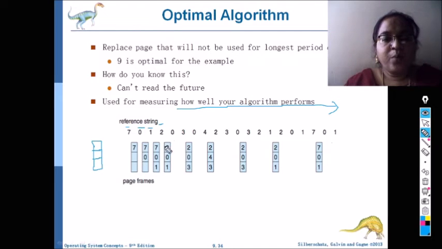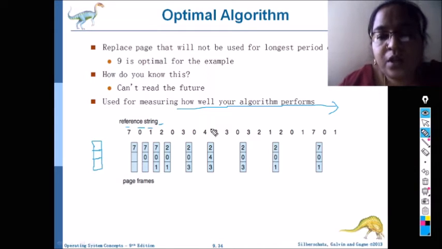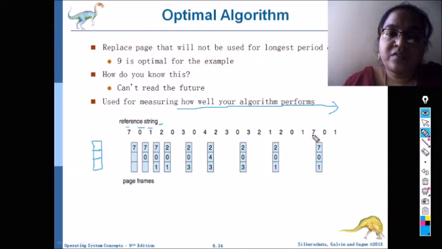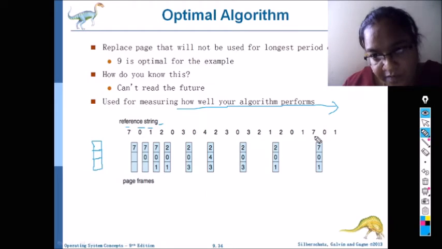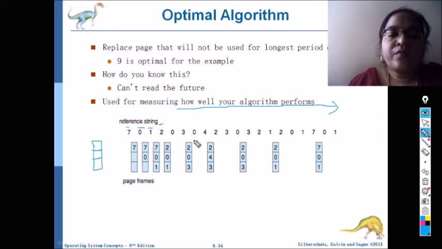Okay, so now among 7, 0 and 1, which is not used for the longest duration of time? 0 is used. You can check the next numbers. 1 is used and 7 is last used. So among 7, 0 and 1, it is 7 which will not be used for the longest duration of time. So we are going to replace this with 7.